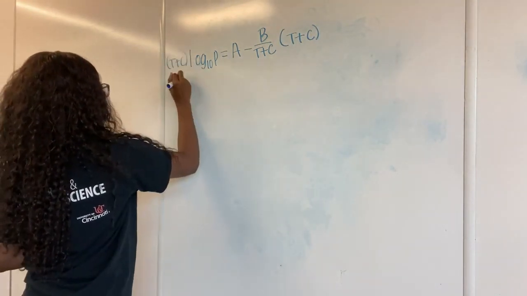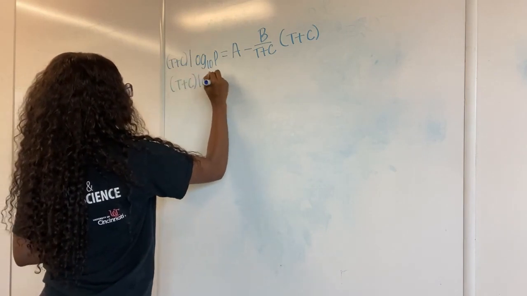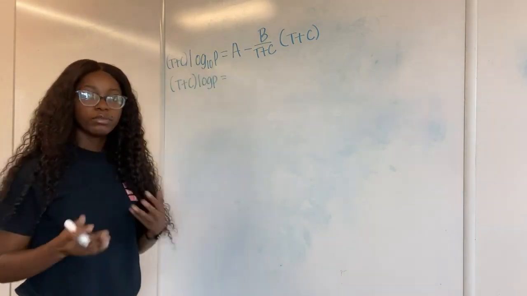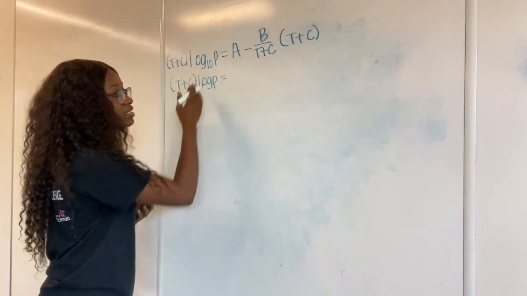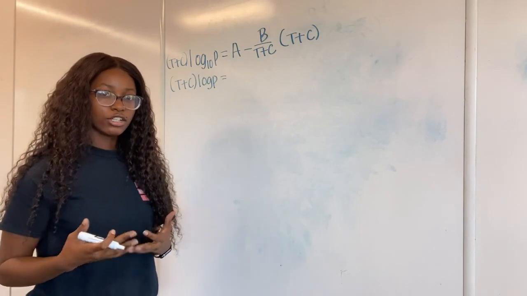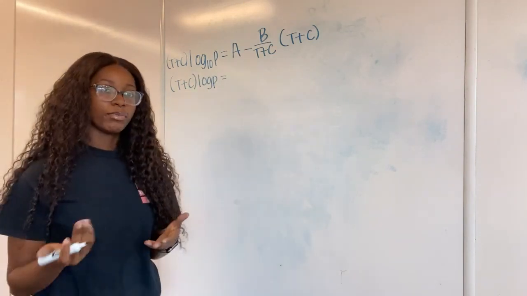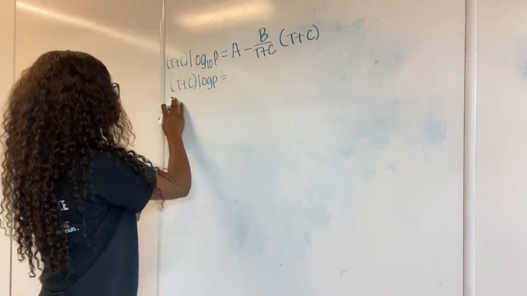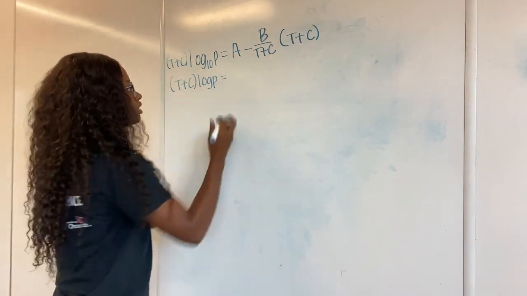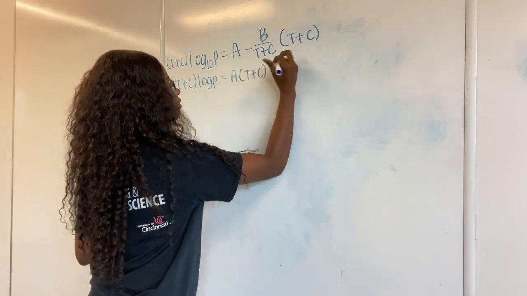To get T plus C times log of P. And I would like to note that from this point on, I will be omitting the base 10 from the log of P just to make the annotating a little bit easier, but it is important to remember that it is log base 10 of the pressure. So like I said, T plus C times log of P equals A times T plus C minus B.